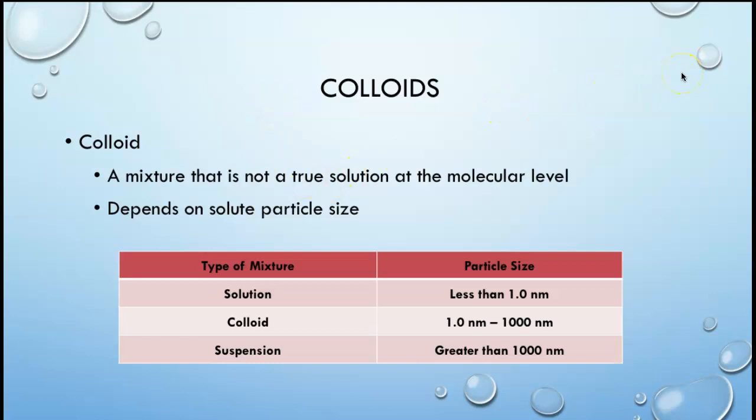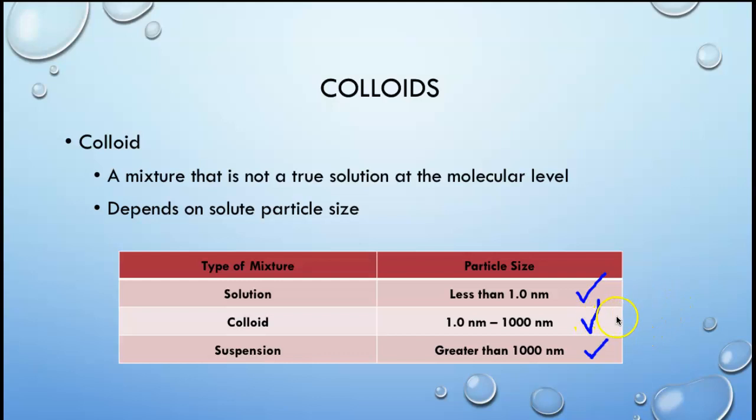So a colloid is defined as a mixture that's not a true solution at the molecular level. The reason it's not a true solution is because of the size of the particles. So in a solution, the particles are usually less than 1 nanometer. And so at the molecular level, you have a true mixture. They're equally or evenly mixed. In a colloid, the particle size can be from 1 nanometer to 1,000 nanometers. And then there's another type of mixture called a suspension, where the particle size is greater than 1,000 nanometers.